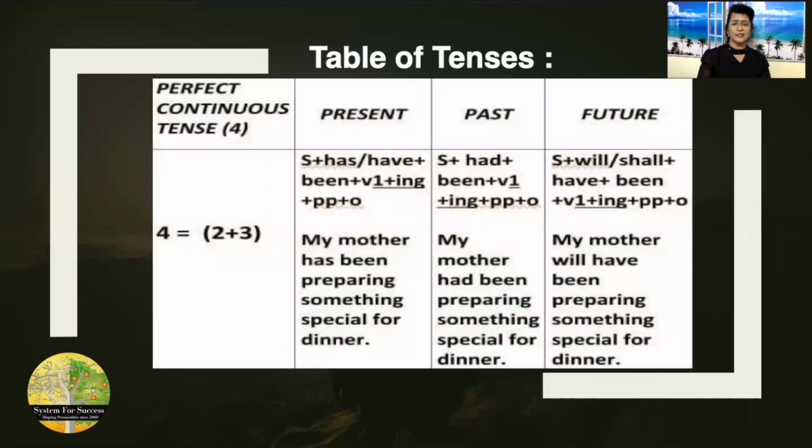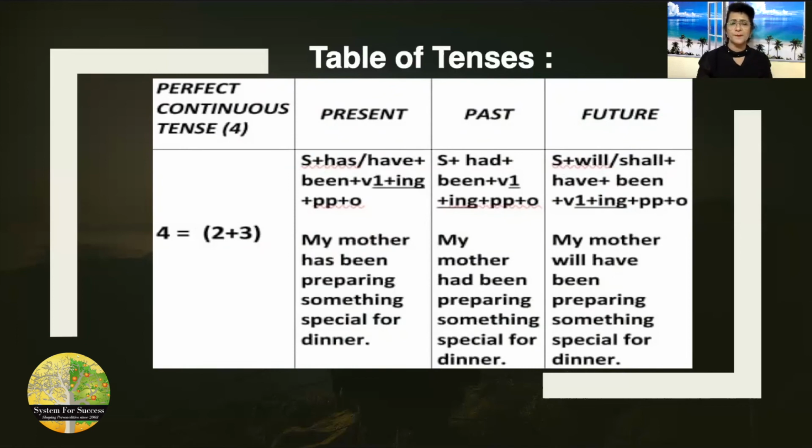Now the fourth one is perfect continuous tense. This is number 4 and 4 is equal to 2 plus 3. It means this is a combination of continuous and perfect, the two tenses. But how is this possible?